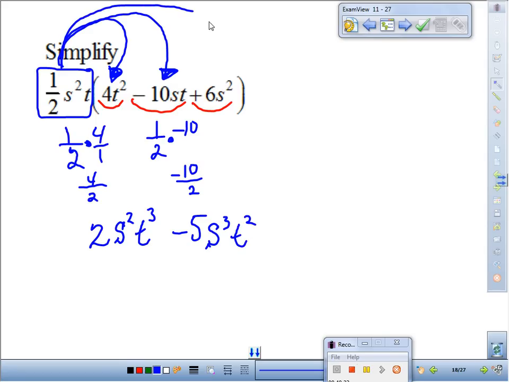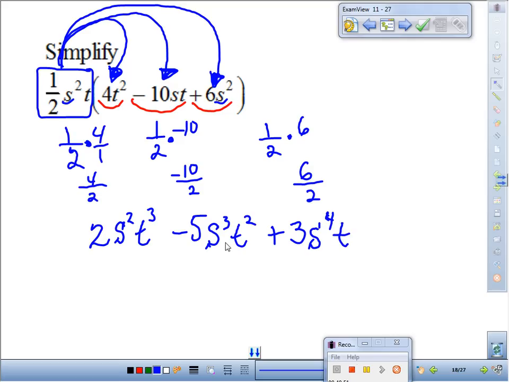Next term. Same one, now times the third term. Numbers with numbers. We have 1/2 times 6. That becomes 6 over 2, which is 3, and it's a positive 3. Variables with variables. S to the second times S to the second, S to the fourth. And is there another T here? No. So we end up with only one T. Do any of these three terms have the exact same variables with the exact same exponents? No. So that means we cannot combine, and we are done.